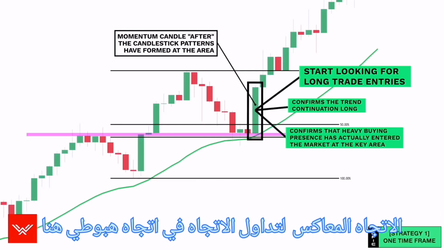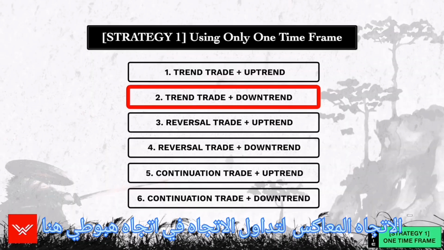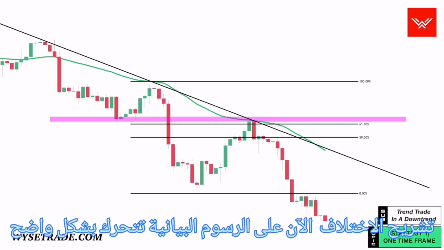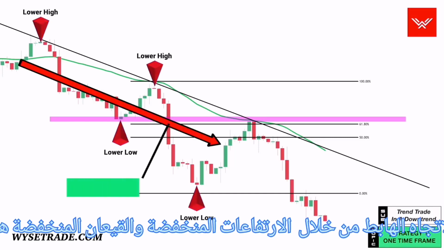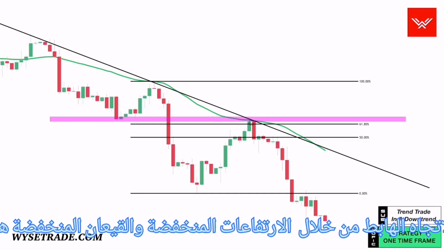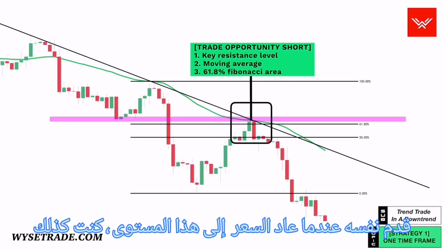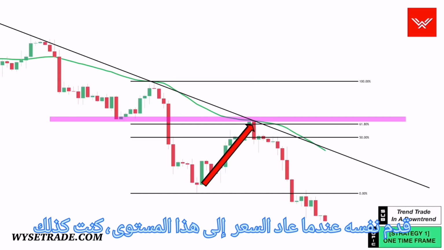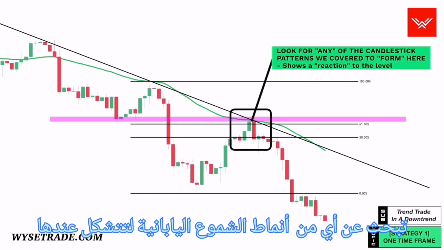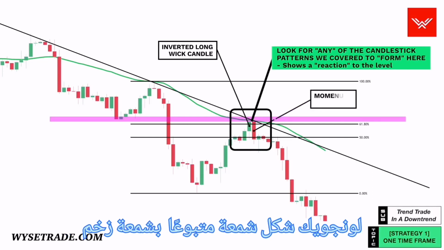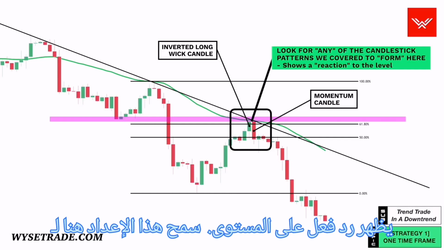So going in the opposite direction, a trend trade in a downtrend. Here is the anatomy of the variation. Now on the charts, clear moving downtrend through the lower highs and lower lows. This here is your area of confluence and where the trade opportunity presented itself. As price came back up to this level, you were looking for any of the candlestick patterns to form at the area of confluence. And in this case, you had an inverted long wick candle form, followed by a momentum candle, which shows a reaction to the level.